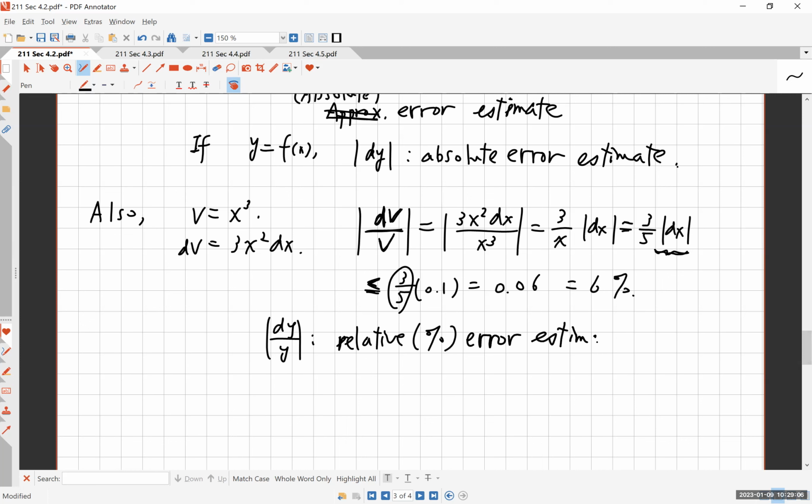So what this is saying is, if the side is off by, in this case, 0.1 centimeters, then the volume can be off by 6%. And that is what this is saying.